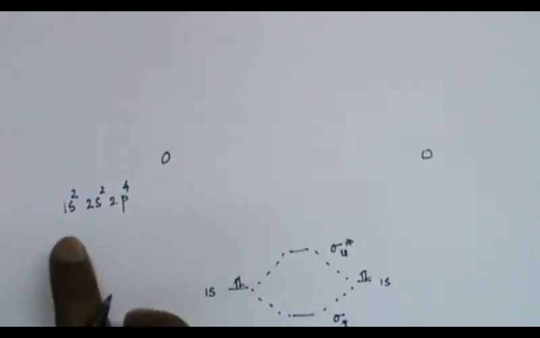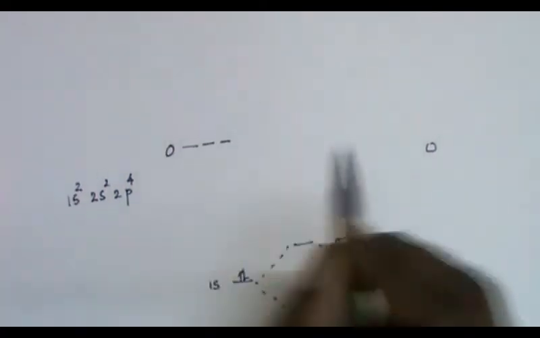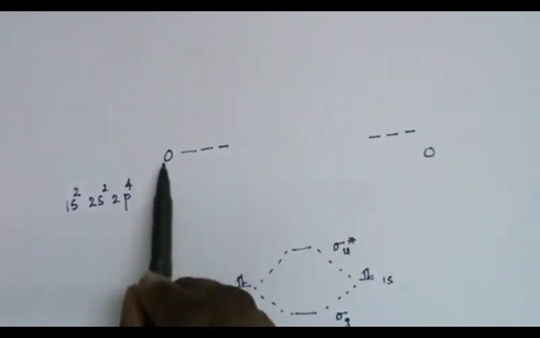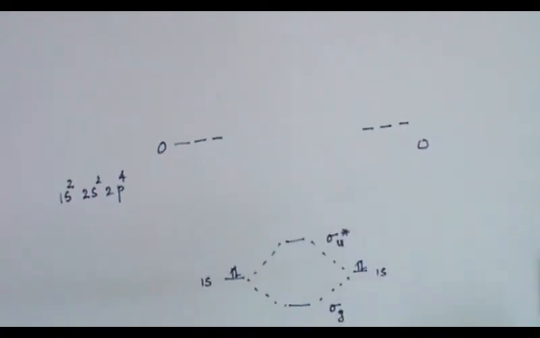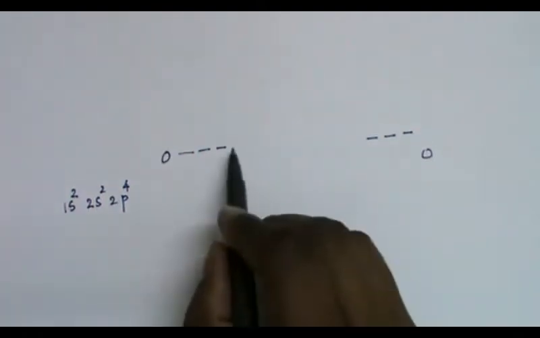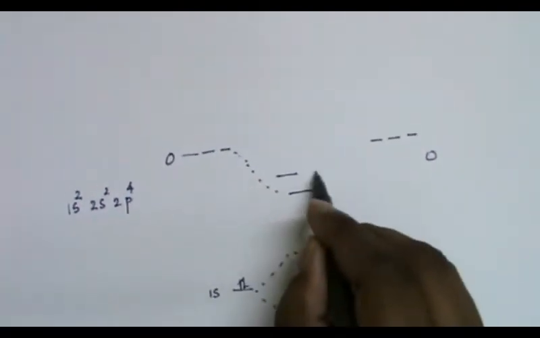Similarly, we have for 2s orbitals also. For simplicity, I skip that and go directly to p4. Here we have 3 orbitals. So 3 orbitals from one oxygen and another 3 from another oxygen atom combine to give 6 molecular orbitals. Of these, 3 will be bonding and another 3 will be anti-bonding. In the bonding 3 we get sigma and pi.